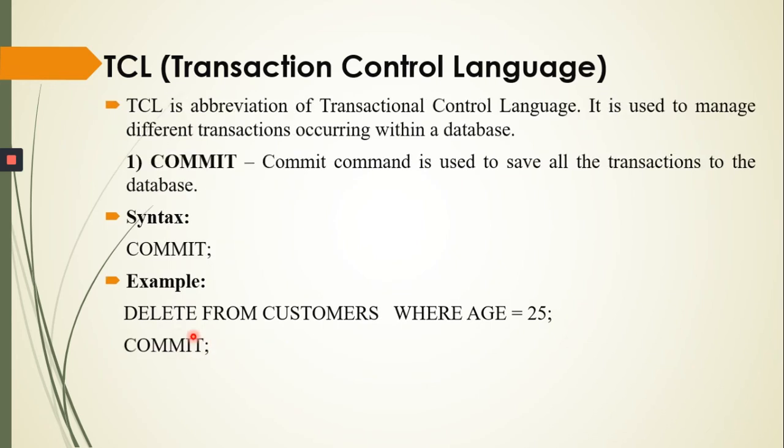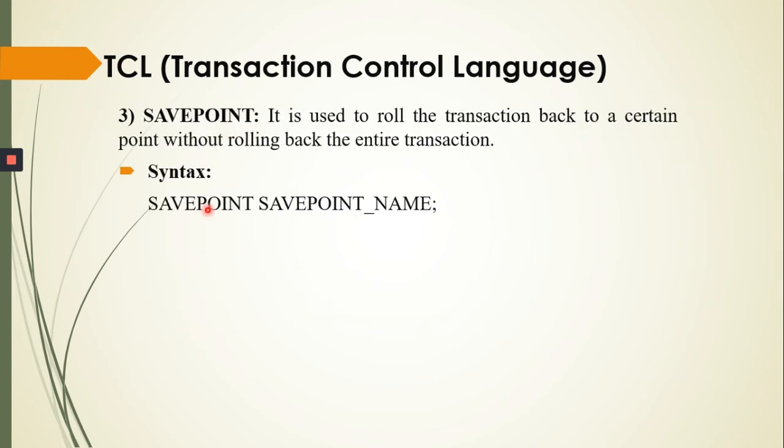Now next is save point. It is used to roll the transaction back to a certain point without rolling back the entire transaction. If I have to roll back to some particular point and I don't want to roll back the entire transaction, then save point is used. The save point command is used to temporarily save a transaction so that you can roll back to that point wherever required. It is stored temporarily. It will not save the data permanently.